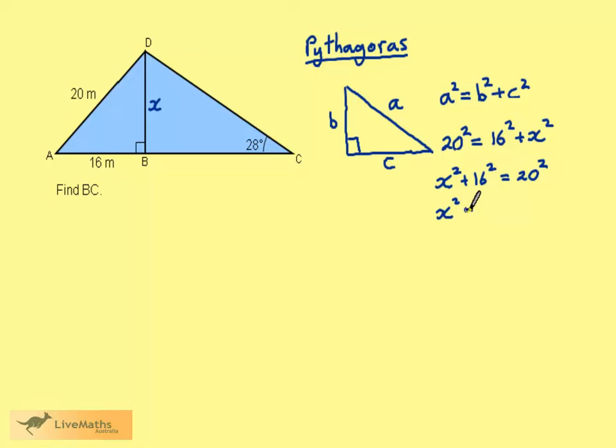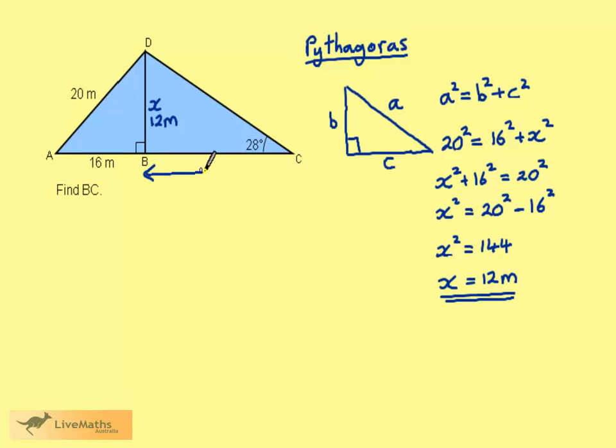Taking 16 squared from both sides gives x squared is 20 squared, take away 16 squared, and we can now calculate x squared is equal to 144, and taking the square root, x is then equal to 12 meters. This is an exact answer. So we now know that x is 12 meters.